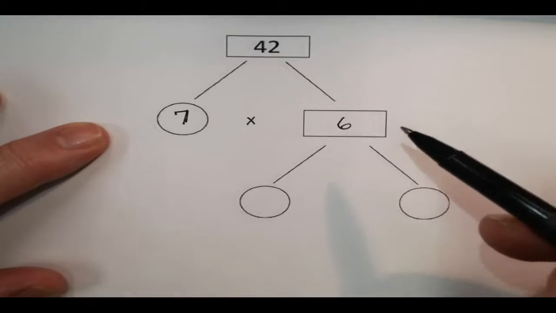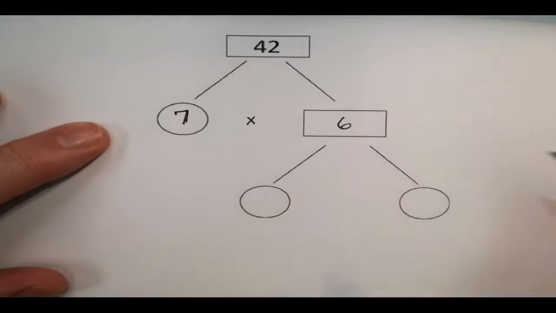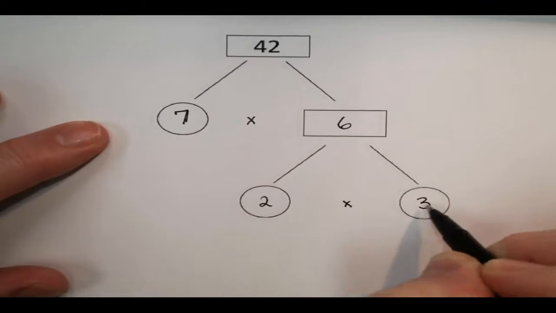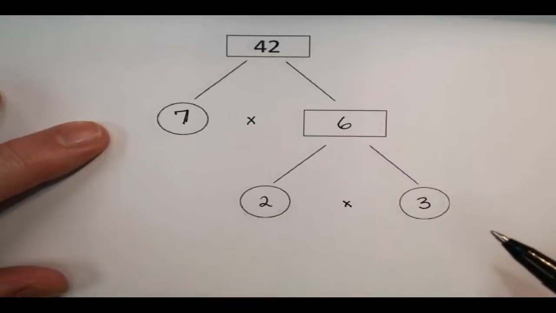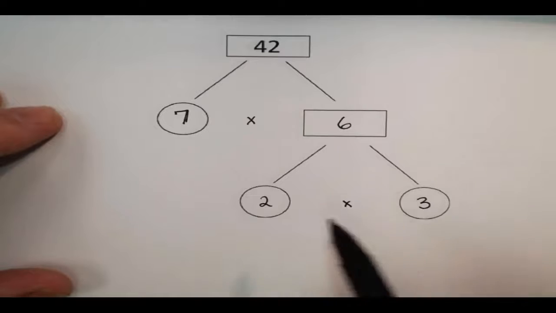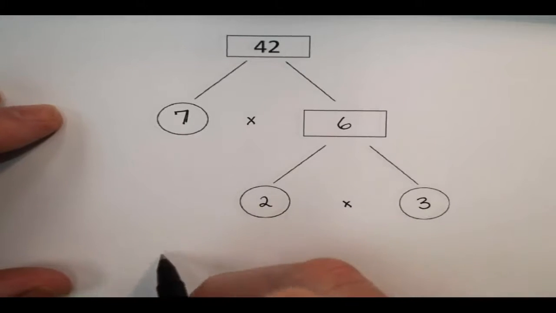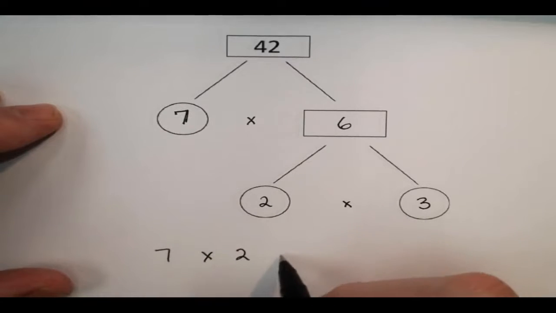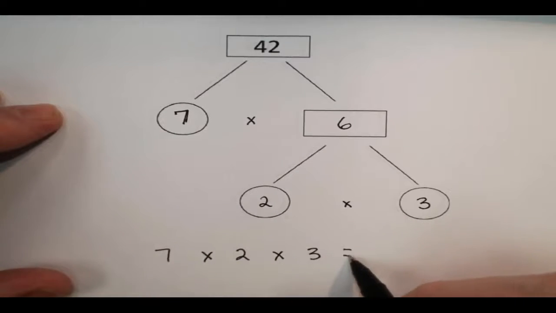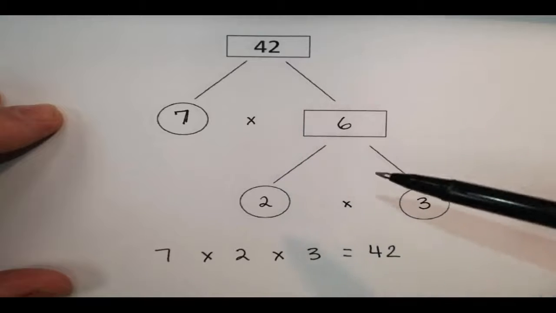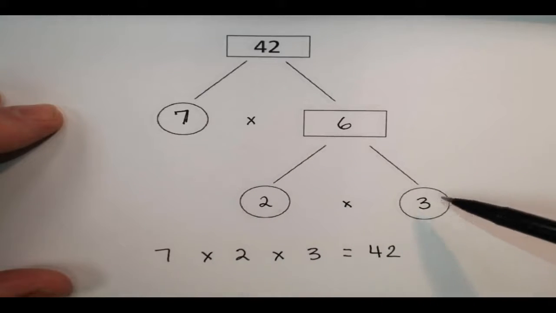6, what can I multiply to get 6? Well, I can do 1 times 6, but that gets me nowhere. Well, I can also do 2 times 3 to get me 6. 2 is a prime number. Hey, so is 3. And so I now have 3 prime factors for the number 42. And if I do 7 times 2 times 3, that gives me 42. So that's one way of using a factor tree to break down 42 into a list of its prime factors.